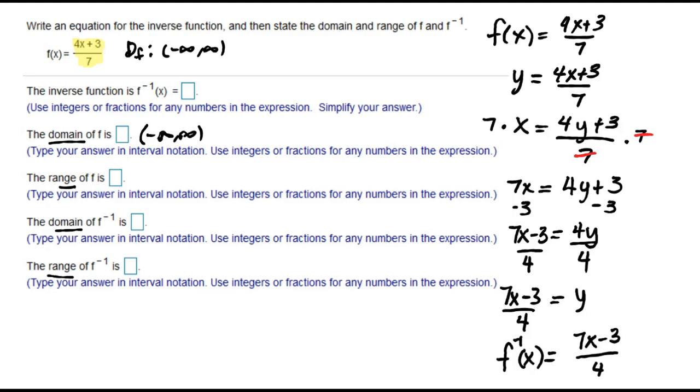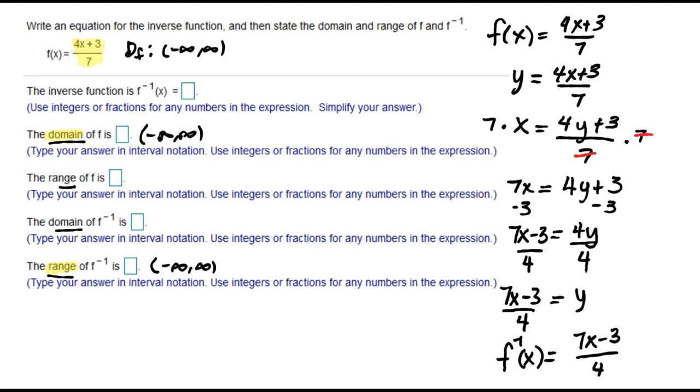The inverse, remember, switches the x and the y. So the domain of the function is going to be the range of the inverse. So I know that the range of the inverse is going to be -infinity to infinity as well.